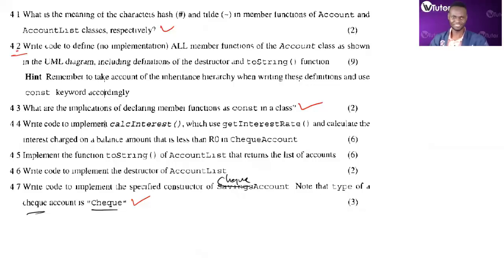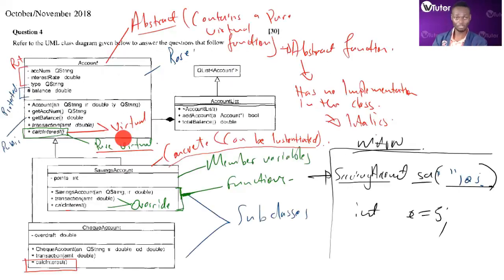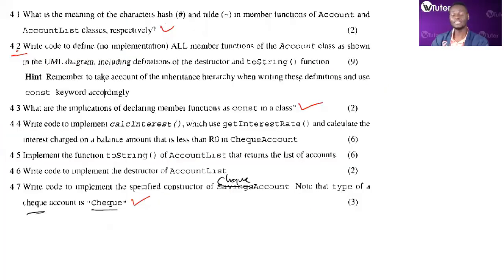Write the code, no implementation. In other words, what are we doing? We are defining, which is why I said you must be able to define a class. Defining a class, you look at the diagram, you define. There's no thinking in between because you look, define. It's a direct interpretation of your class, right? Look at the class, define it. In this case, they are not saying define the whole class. No, they are simply saying write the code to define all member functions of account as shown in the diagram, including the definition of the destructor and the toString function.